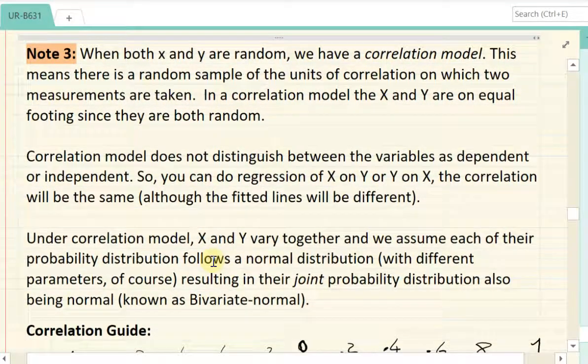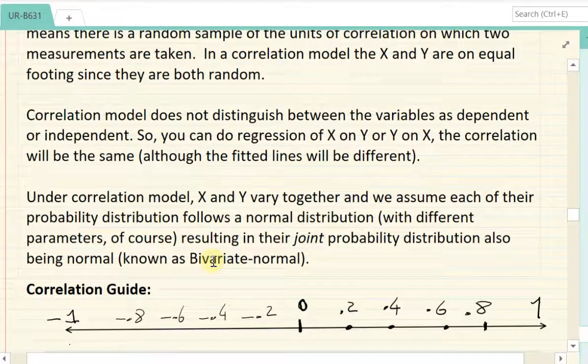So there you go. Under the correlation model, x and y vary together, and we assume each of their probability distributions follows a normal distribution. Their joint distribution, because you're looking at x and y combined together, not combined as in an addition, but simultaneously, I should say, is therefore going to be a bivariate normal. This becomes important when we do inferential methods in regression and correlation.